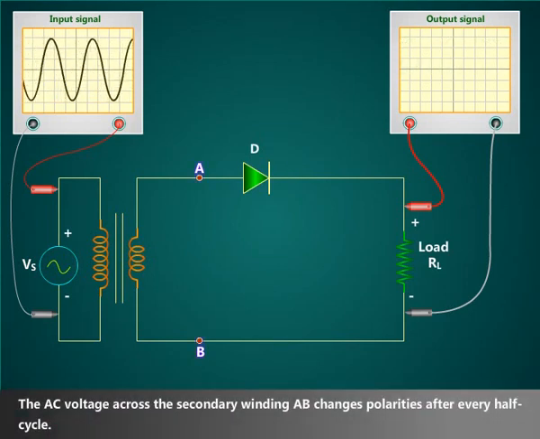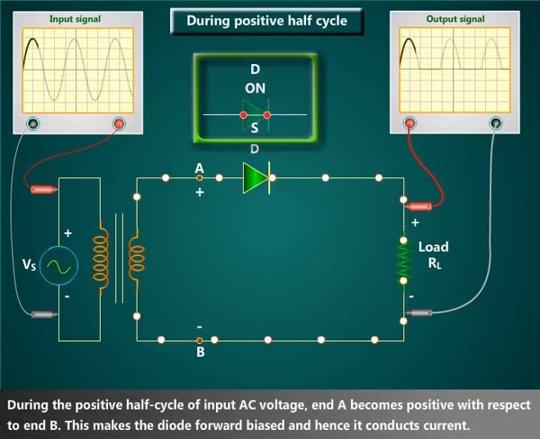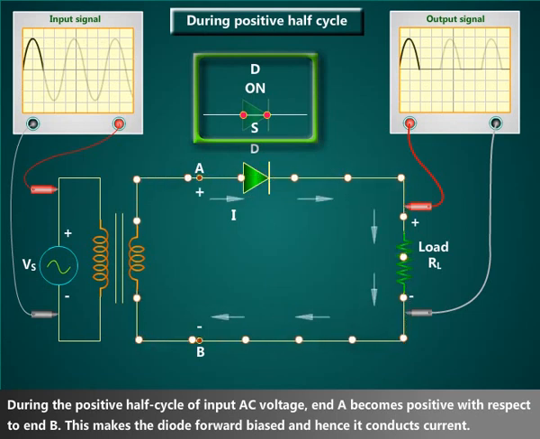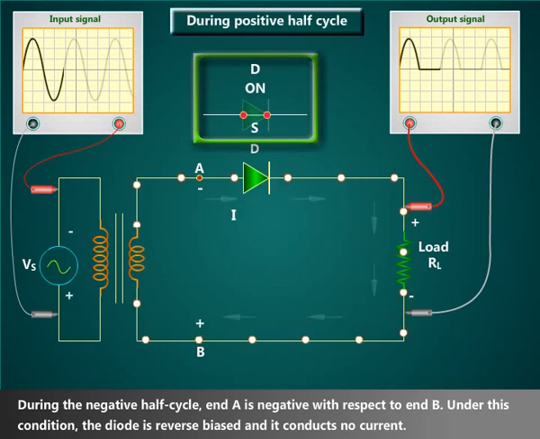The AC voltage across the secondary winding AB changes polarities after every half cycle. During the positive half cycle of input AC voltage, end A becomes positive with respect to end B. This makes the diode forward biased and hence it conducts current. During the negative half cycle, end A is negative with respect to end B. Under this condition, the diode is reverse biased and it conducts no current.